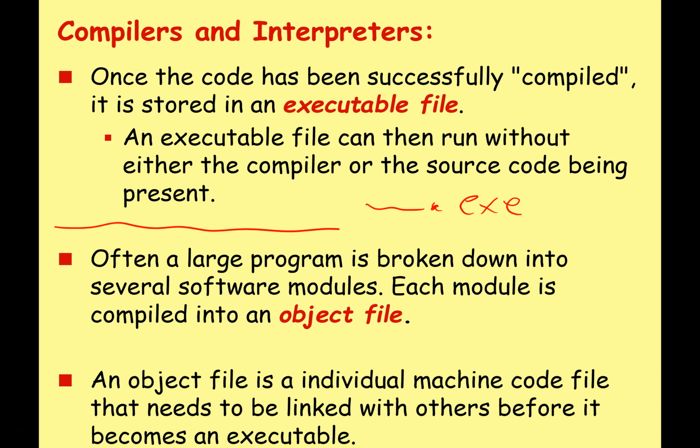Just a kind of side technical note here, a little bit of extra. Often large programs are broken down into several software modules. Each module is compiled into what we call an object file. And then these object files are all linked together into one executable file right at the end of the process. So that's maybe a bit more information than you need to know, but I just like to give you that little bit extra.